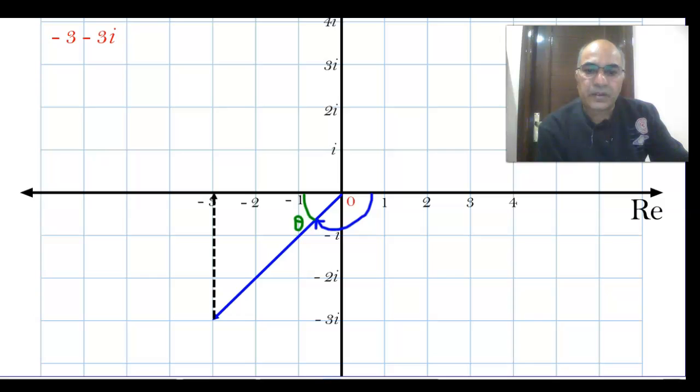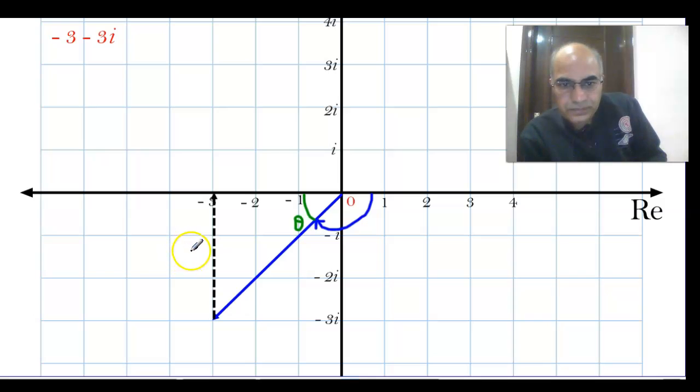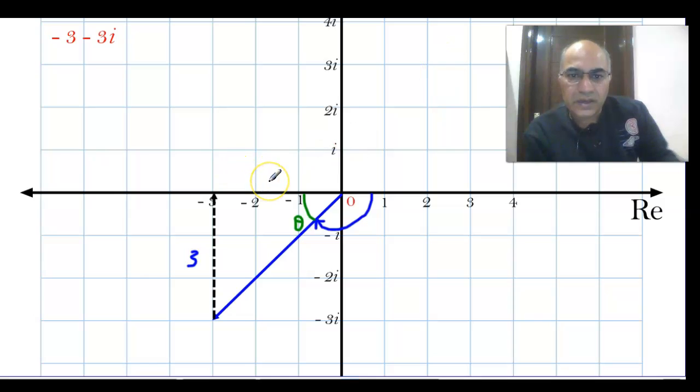and this measure is of 3 units and this measure is again of 3 units. This length is 3 units and this length is again 3 units. So what about this length? Modulus of the complex number, it is square root of 3 square plus 3 square, that is square root of 18, or 3 root 2.